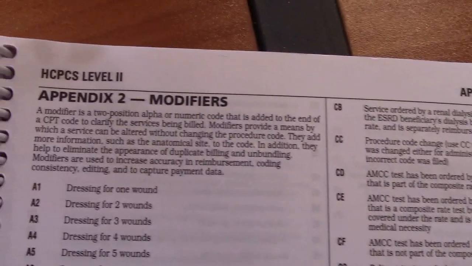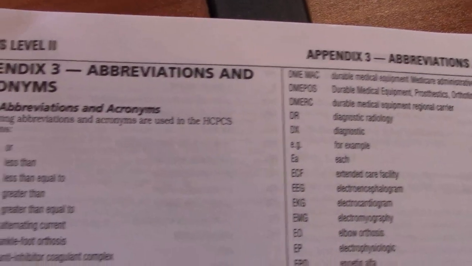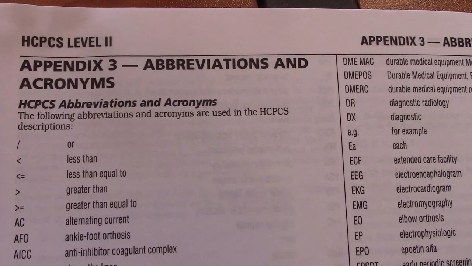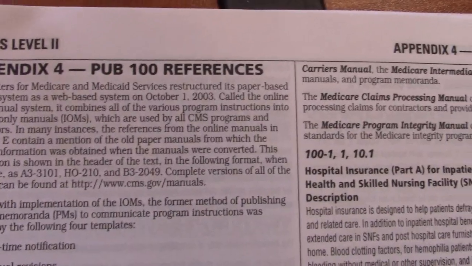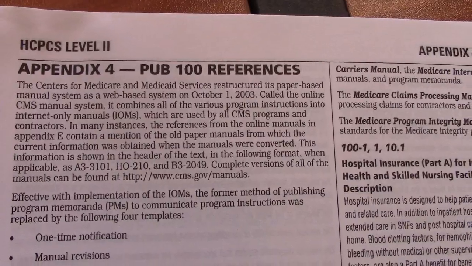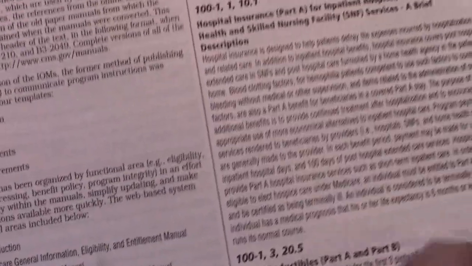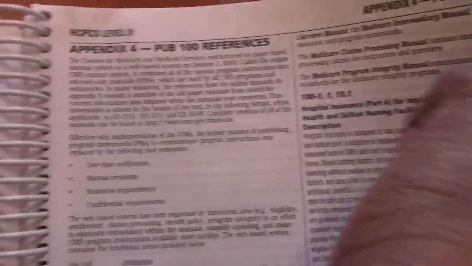Appendix 2 is your modifiers that remind you of something. Yes, our code books. There's your modifiers. Appendix 3 is abbreviations and acronyms. It gives you tons of them. Table 4, again, is your publication 100 references. That's on your CMS website. But this book just happens to have them in here. For that time, at that time, what was on the CMS website?